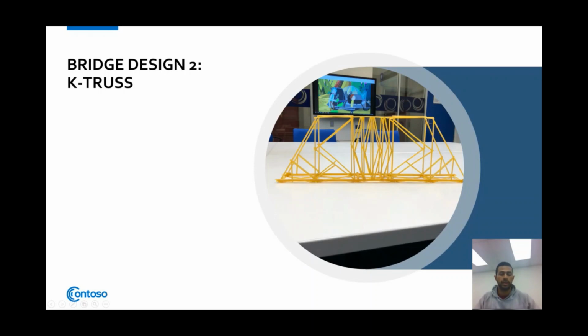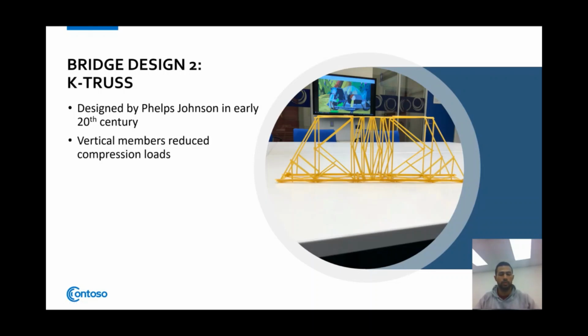Our final design was the K-truss. The K-truss was initially designed by Phillips Johnson in the earlier 20th century. It uses additional diagonal members to help reduce the compressive load in vertical members. This is beneficial due to the fact that spaghetti is weak in compression but strong in tension. Along with the truss changes, additional cross-bracing within the base was included, along with a thickened bottom cord. The weight of this bridge was 111 grams.